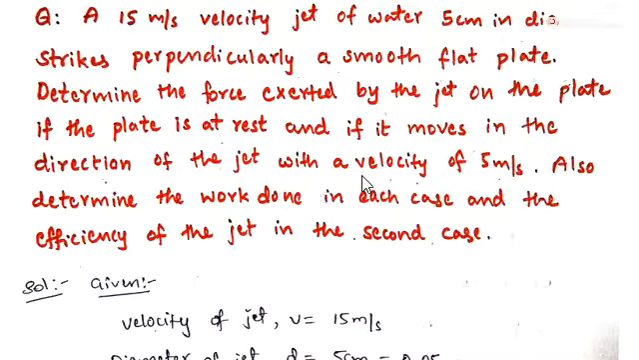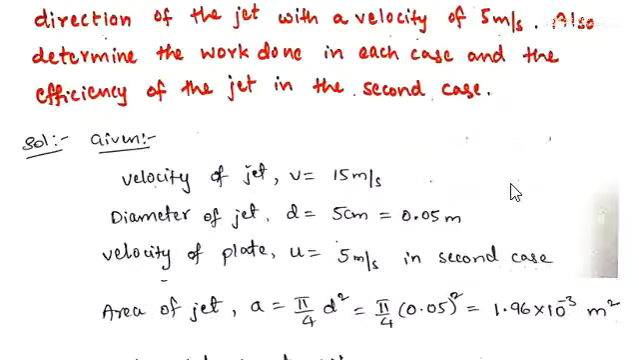So in both cases, it is a vertical plate only. For the first case, the flat vertical plate is stationary. In the second case, the flat vertical plate is moving with some velocity, that is 5 meters per second. So if you see the data here, velocity of the jet V is 15 meters per second, diameter of the jet, let us take D as symbol, that is 5 centimeters or 0.05 meters. Velocity of the plate in the second case is 5 meters per second.